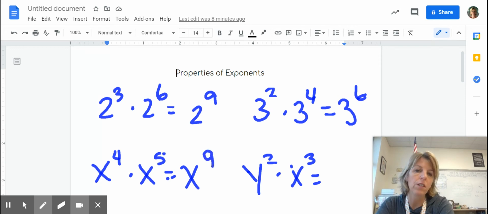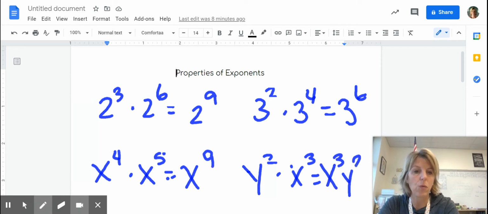What about if they're different? What if I get y squared times x cubed? What do I do with that? What'd you guess? All right. The correct answer is x cubed y squared. We just write it like that. Usually it's alphabetical, so x would come before y, which is the proper algebra format. But we don't add the exponents because the bases are not the same. We only add the exponents if the bases are the same.